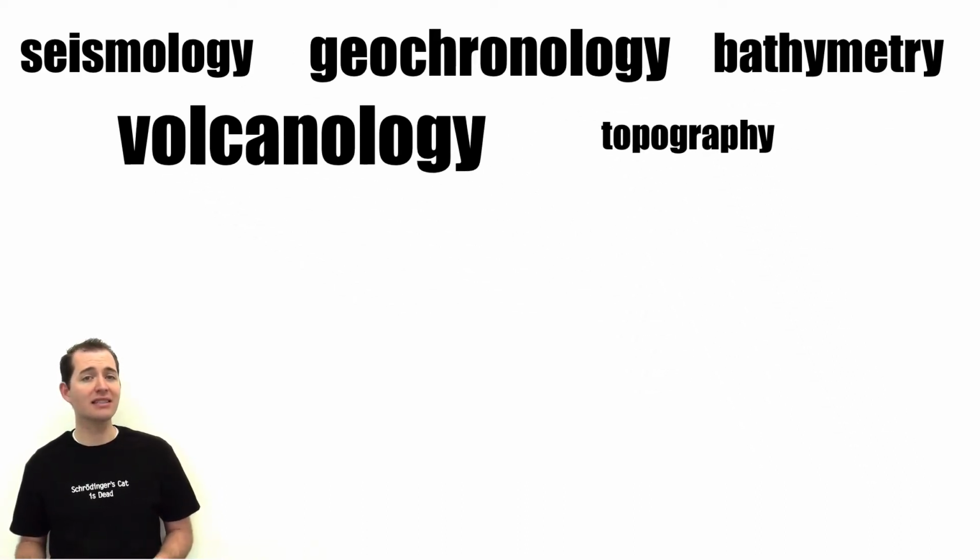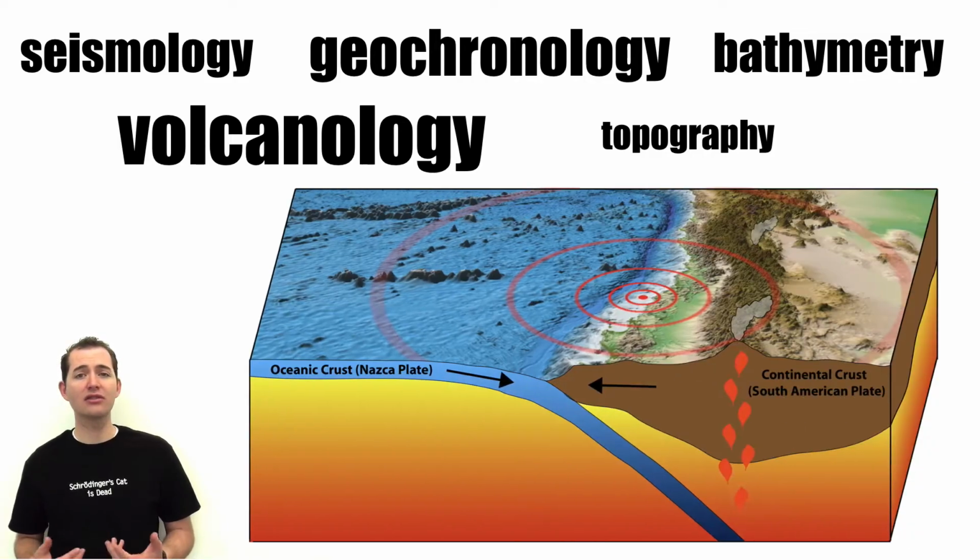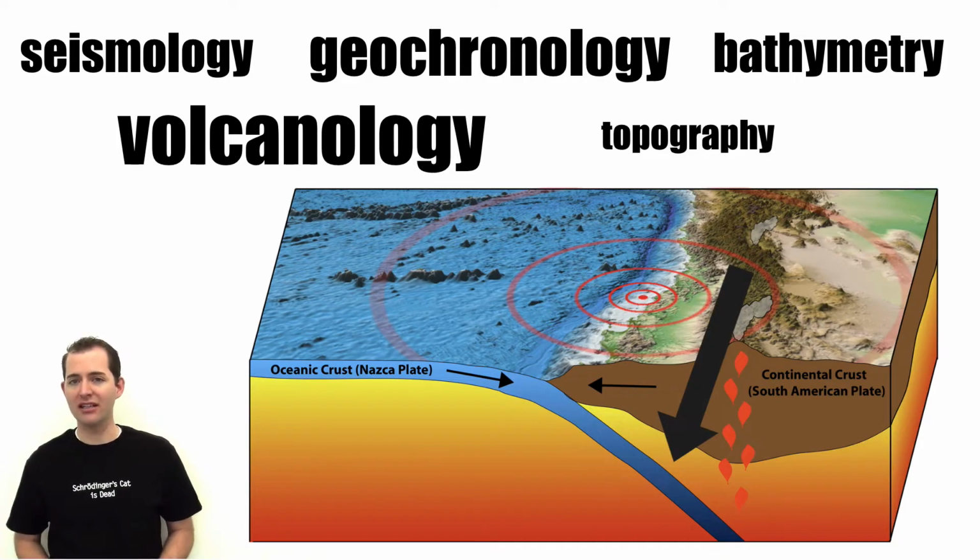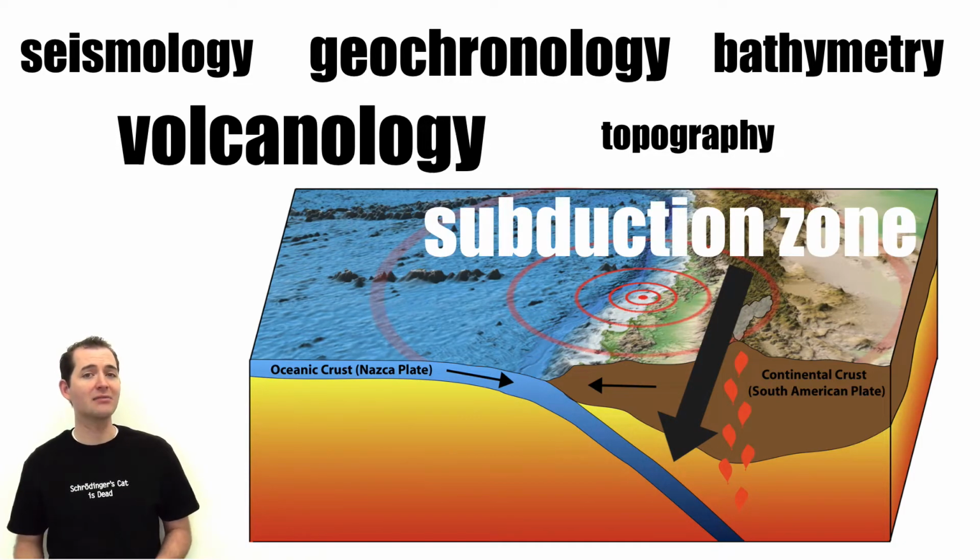Many of the features present at a convergent boundary are the result of the subduction zone. When two plates meet, typically one of them is forced underneath the other. This is known as a subduction zone, and it's responsible for a number of the features we see at convergent boundaries.